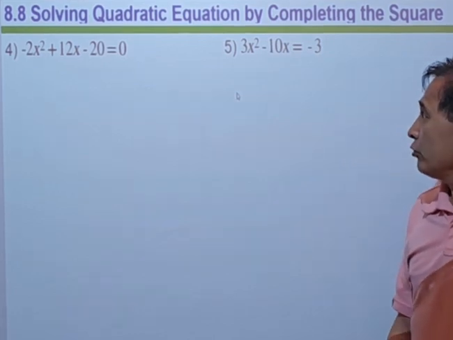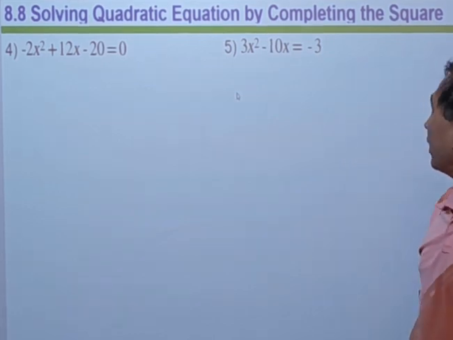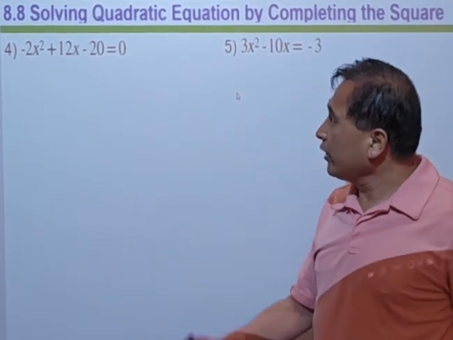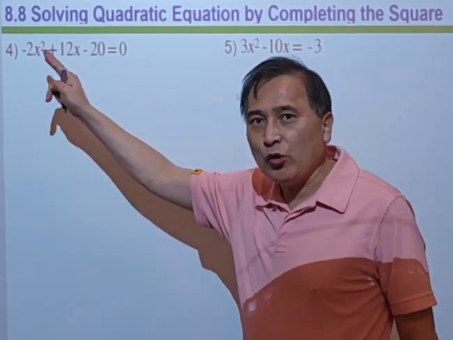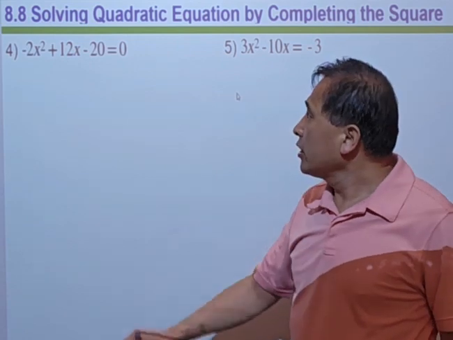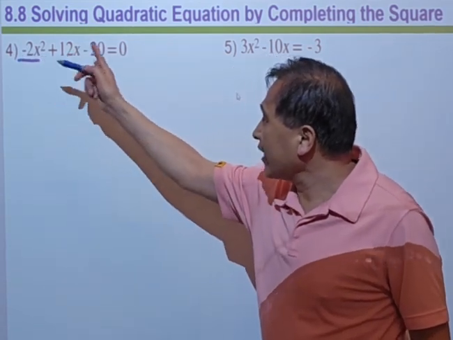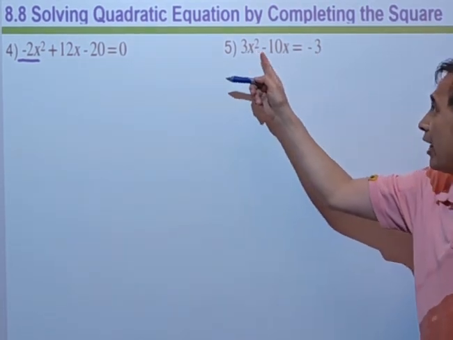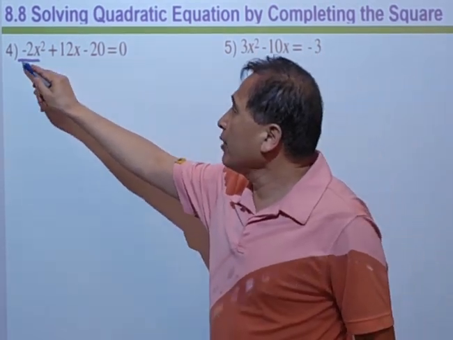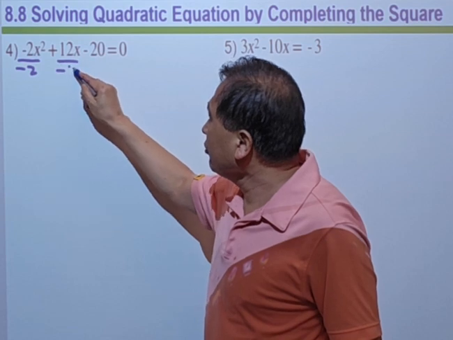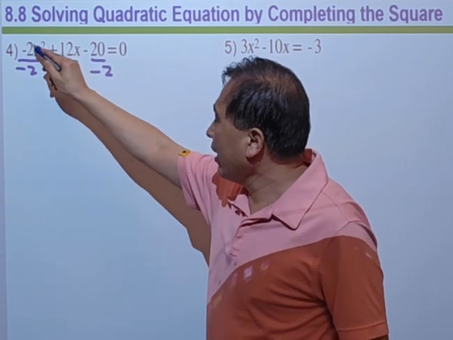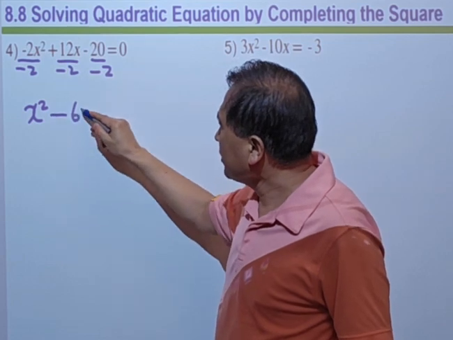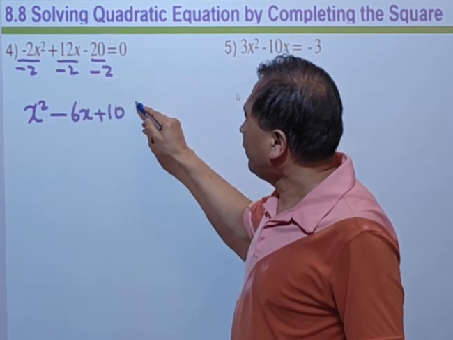Hi, today we are going to continue solving quadratic equations by completing the square, the harder one. So this one, first thing you need to do, the leading coefficient, you need to make 1. So in this case, -2 times x squared, so you divide all terms by -2. So I'm going to divide by -2 here, and here, and here. So that becomes x squared, which is 1 now, minus 6x plus 10 right here.